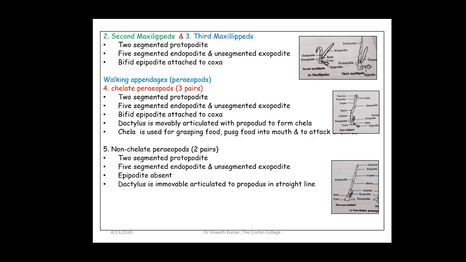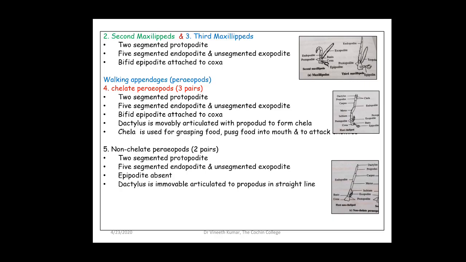Coming to the second and third maxillipeds, they have almost similar structures. There is a 2-segmented protopodite, a 5-segmented endopodite, and an unsegmented exopodite. The epipodite is biforked, or in the form of a fork, and is attached to the coxa. Only in the first maxilliped do you have a triangular epipodite. In the rest, the epipodite is in the form of a fork, which is bifid.